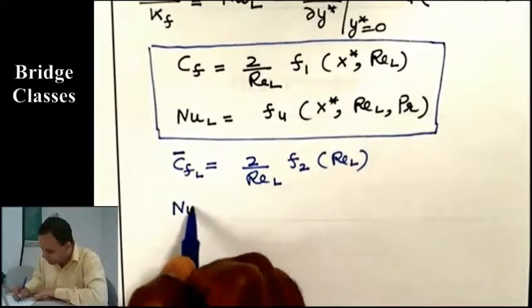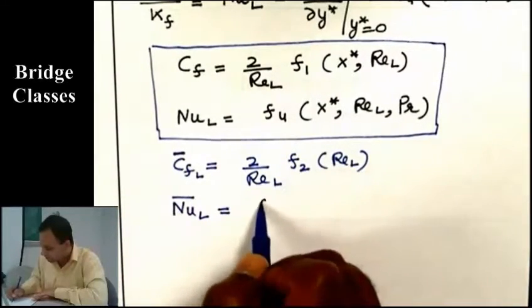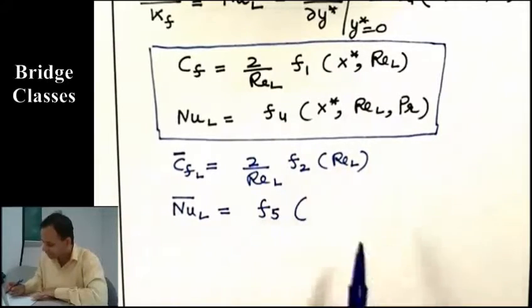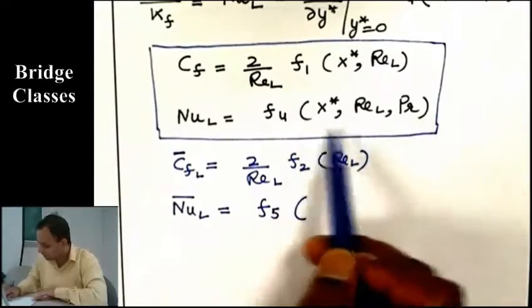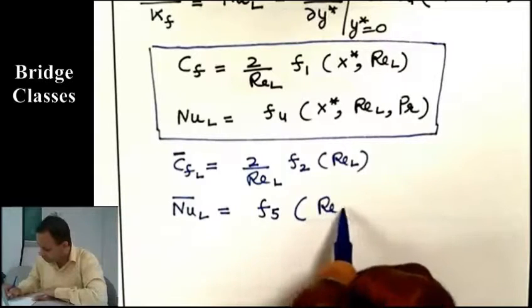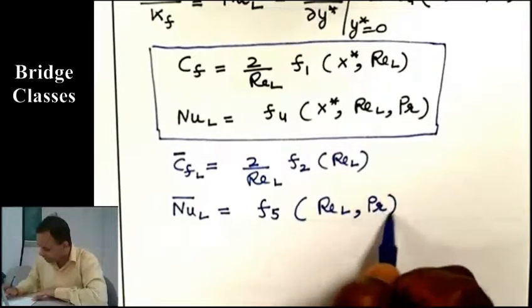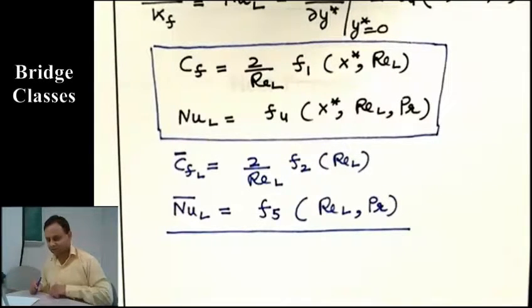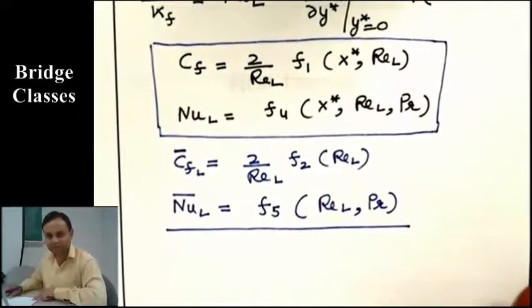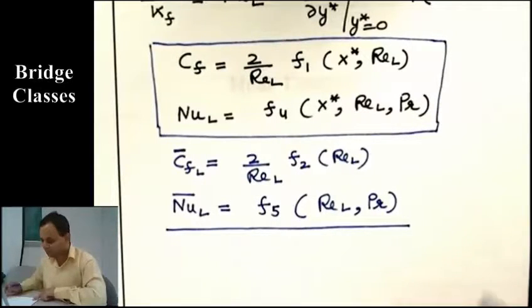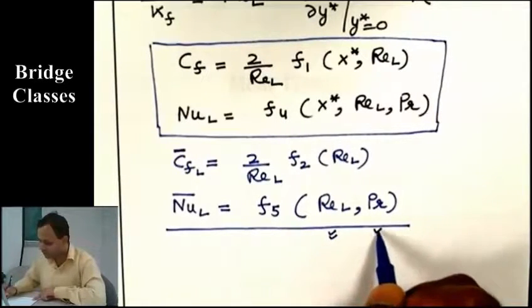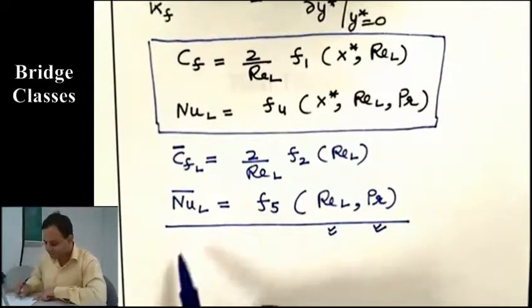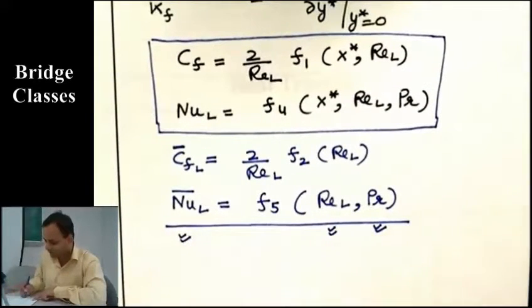And similarly, average Nusselt number will be some function, say F5. You get that by integrating this expression. It will be some function of Reynolds number and Prandtl number. So that's the idea. For external flow, like flow over a plate or flow over a cylinder, the important parameters are Reynolds number and Prandtl number, and the convection coefficient is given in terms of Nusselt number. Okay, so this we got by non-dimensionalizing the boundary layer equation.